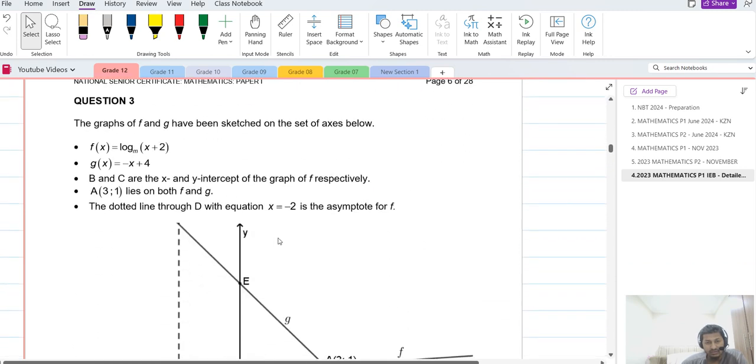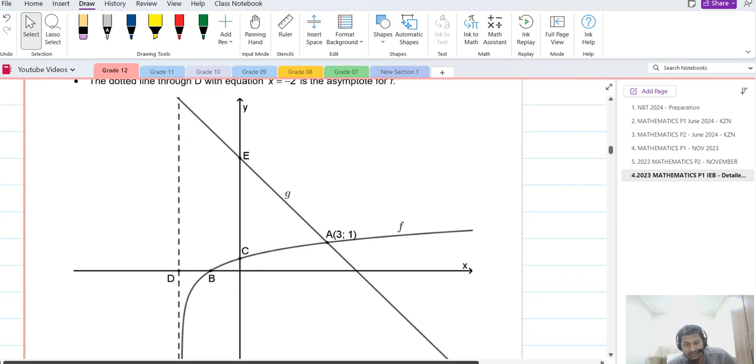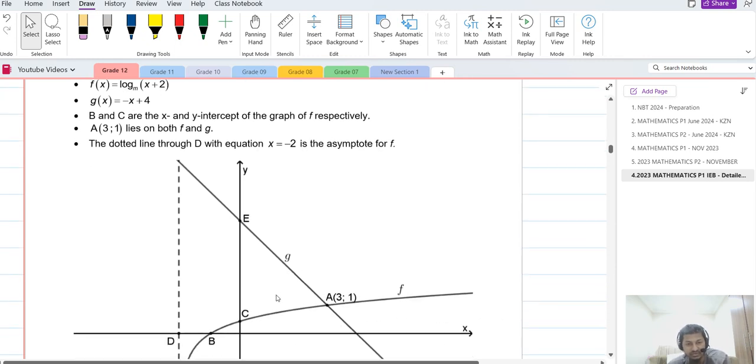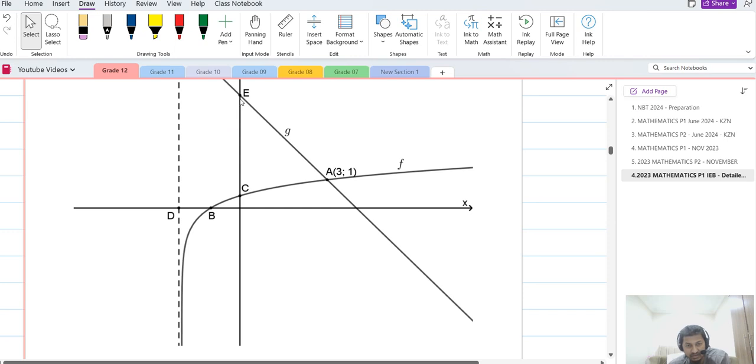Next question. The graphs of f and g have been sketched on the set of axes below. f of x is log of (x plus 2) base m, g of x is -x plus 4, right? And b and c are the x and y intercepts of the graph of f respectively. So f of x is a log graph, which is this one here. It's a shifted log. The original log graph is shifted 2 units to the left, not right, 2 units to the left. So obviously the asymptote that was there now becomes the vertical asymptote here.